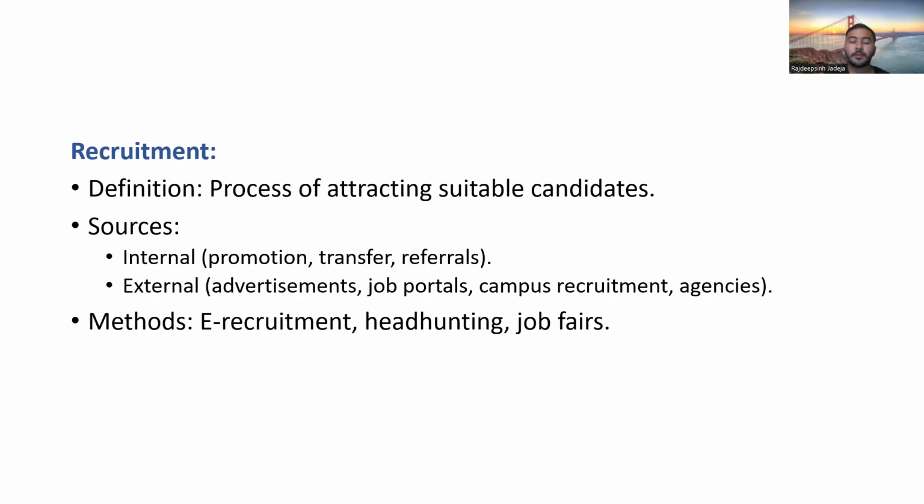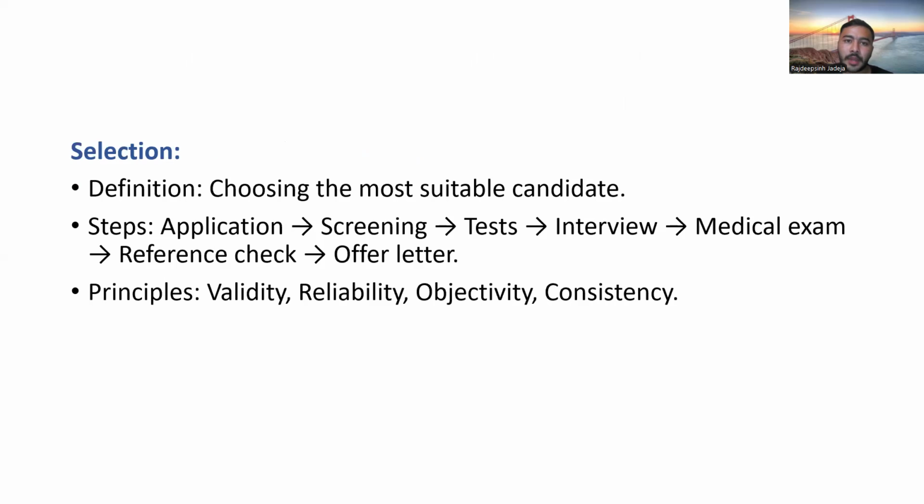So what is recruitment? Recruitment is a process of attracting suitable candidates. Sources of recruitment can be internal, so it can be done through promotion, transfer, and referrals, and it can be external as well, through advertisement, job portals, campus recruitment, and agencies. Methods of recruitment include e-recruitment, meaning online hiring, and headhunting and job fairs, which are offline. Selection means choosing the most suitable candidate for the job.